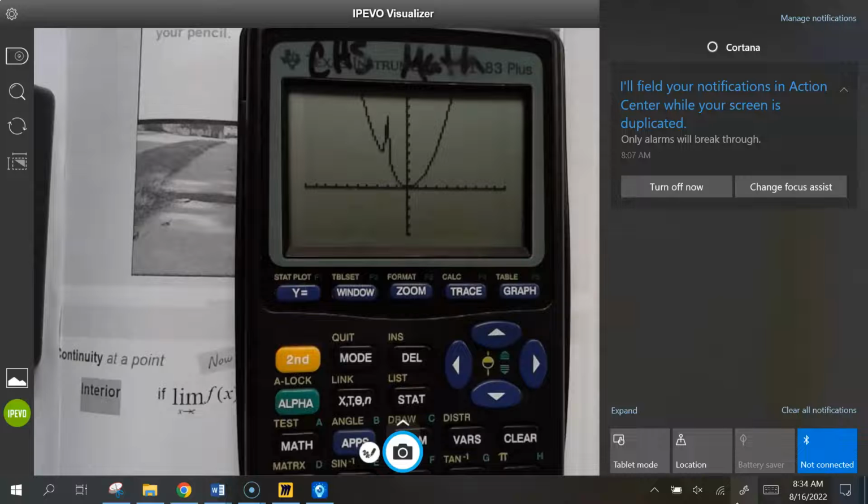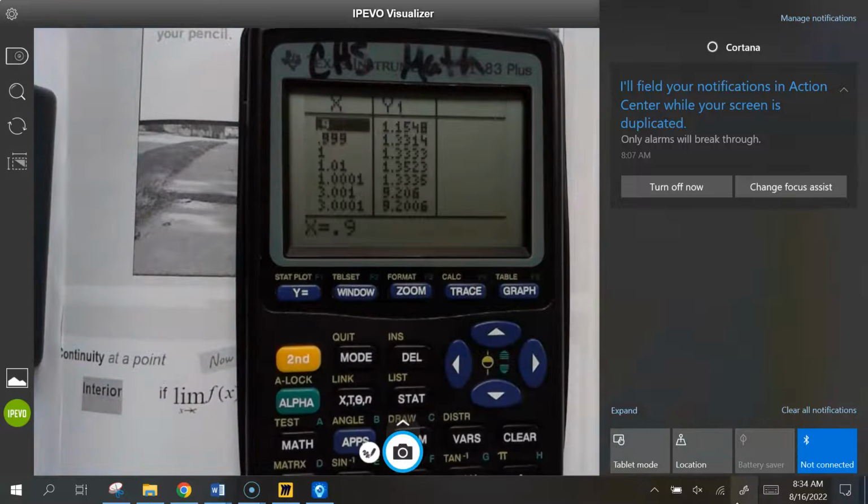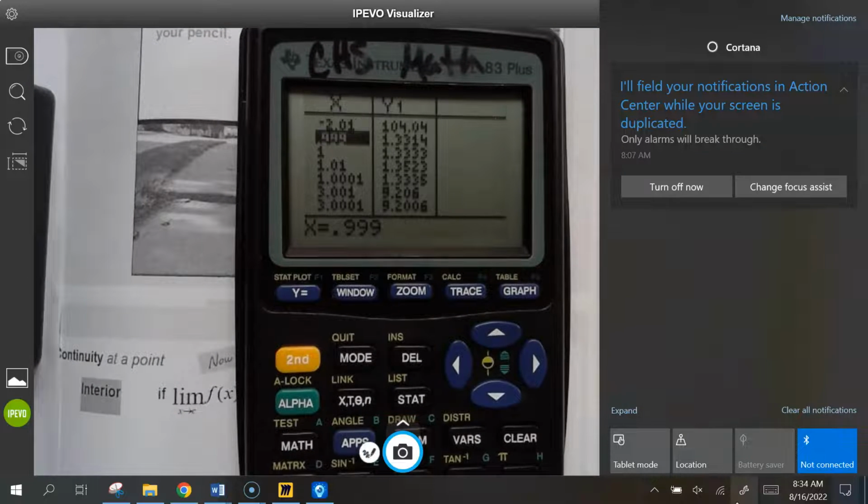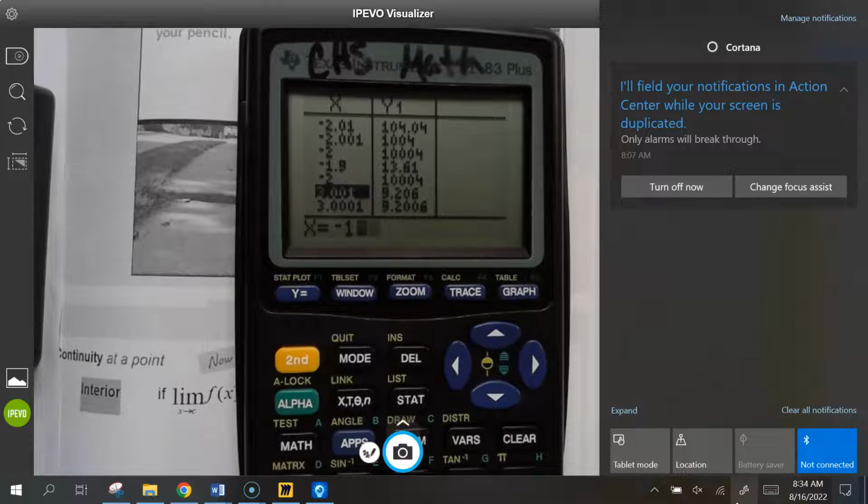I'm thinking this one probably does not exist either, but we'll check the table. -2.01, -2.001, -2.0001. That looks like I'm going to infinity. And then from the other direction, -1.9, -1.999, -1.9999. Oh, maybe I'm. I think they are both going to infinity. So therefore that limit would be going to infinity.